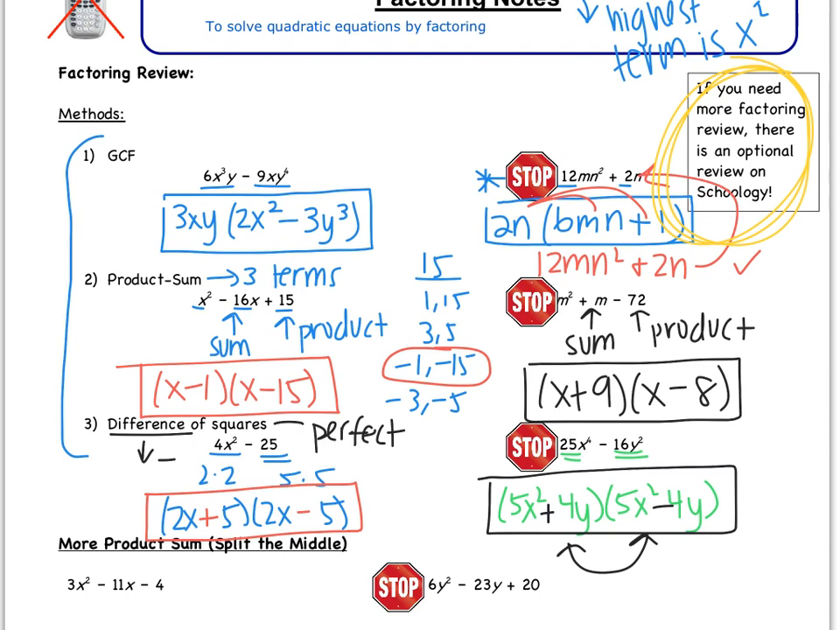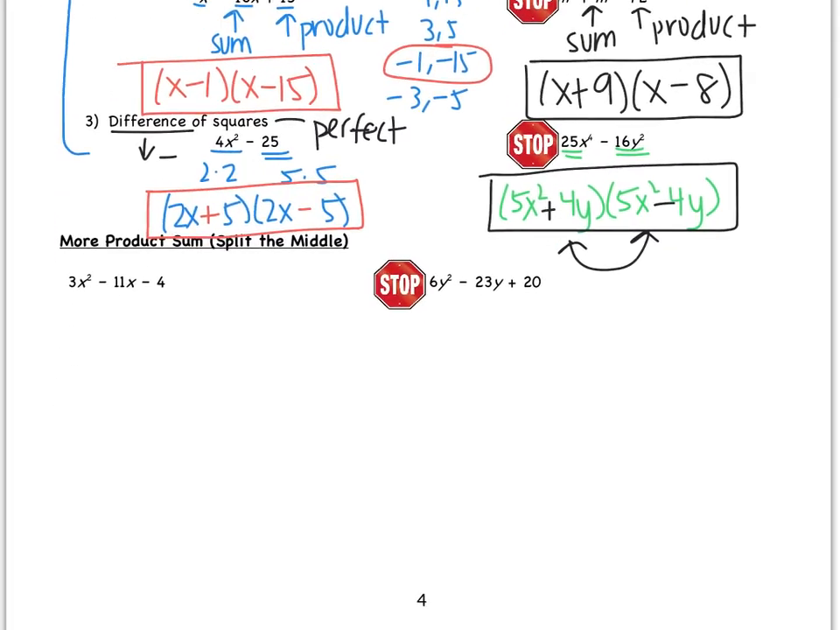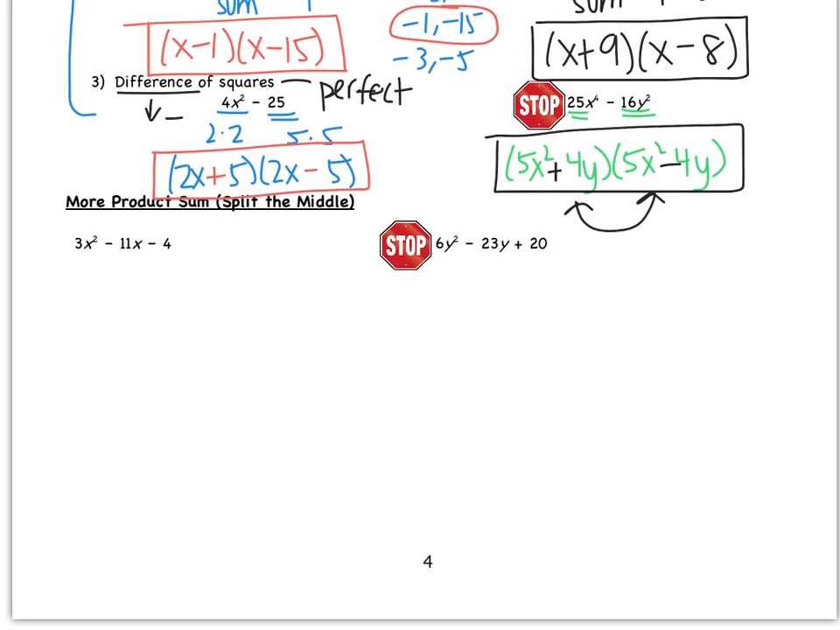If you're ready to move on, we're going to move on to one more product sum. So this is something that you have seen before, but it's a little bit trickier. So if we look at this next one, this one is different because we have a leading coefficient. This is called a leading coefficient. A number out in front that's not 1. So it looks kind of like method 2 up above with product sum because we have those 3 terms. But the number in front is not a 1.